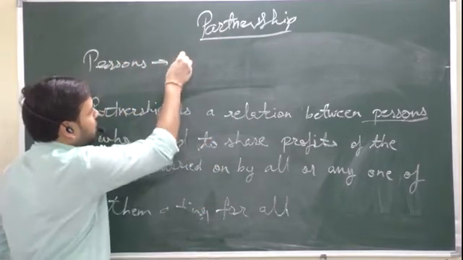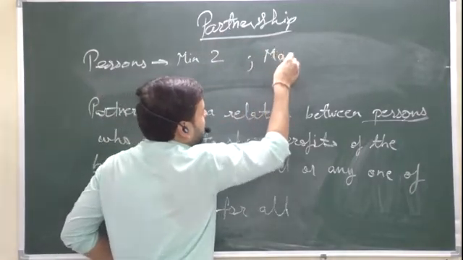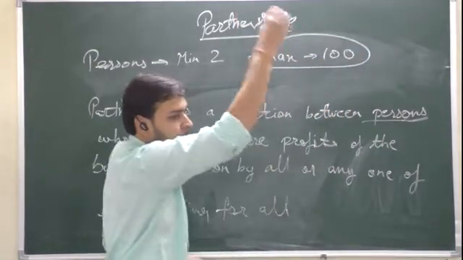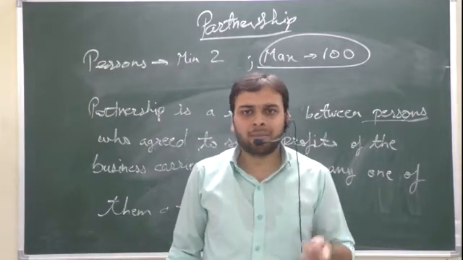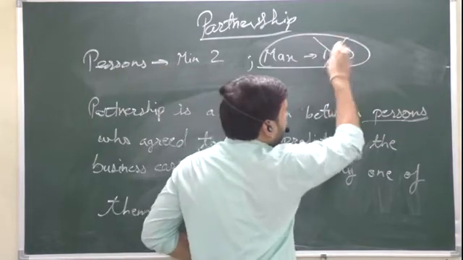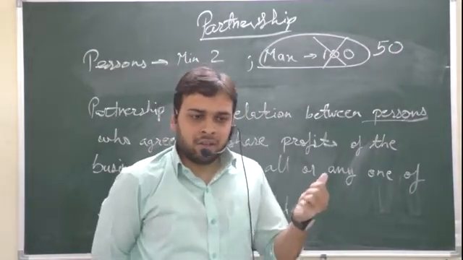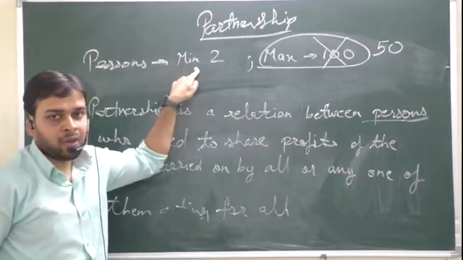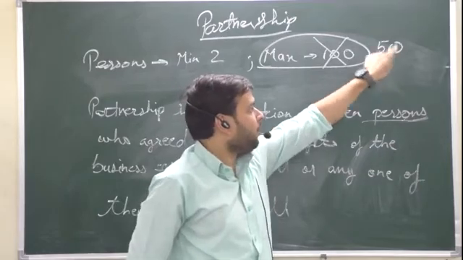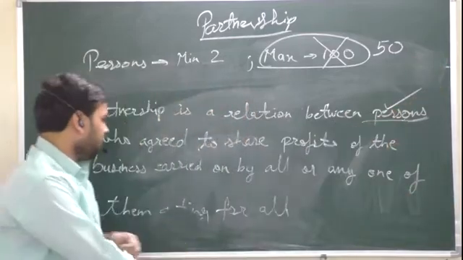So there must be a minimum of 2 partners and a maximum of 100 partners. But regarding the maximum number, the central government has specified the guidelines that in any form of business, the maximum number of partners cannot be more than 50. So the minimum number of partners will be 2 and the maximum number of partners in a partnership is 50 members.